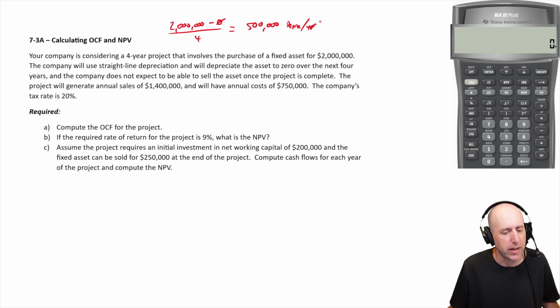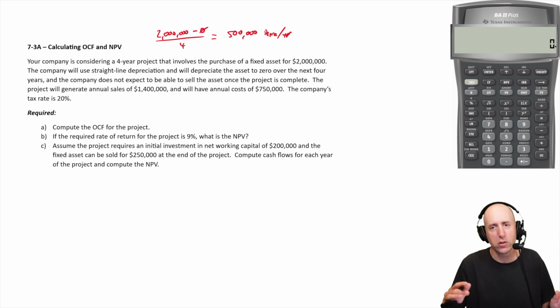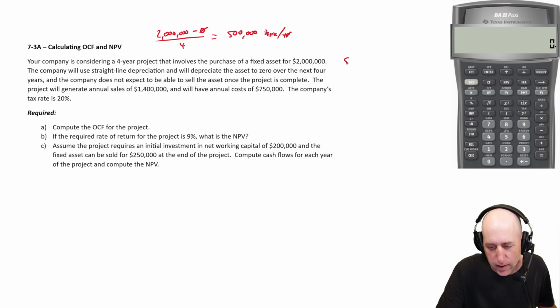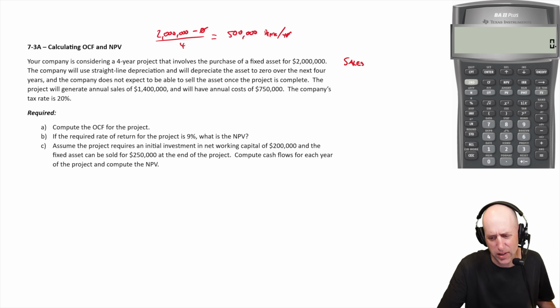The project will generate annual sales of $1.4 million and have annual costs of $750,000. The tax rate is 20%. First, it says compute the OCF of the project. Well, to do it, I want to do one of those pro forma income statements just based on what I've got here. So my sales, and this is just a useful sort of thing to do, $1.4 million.